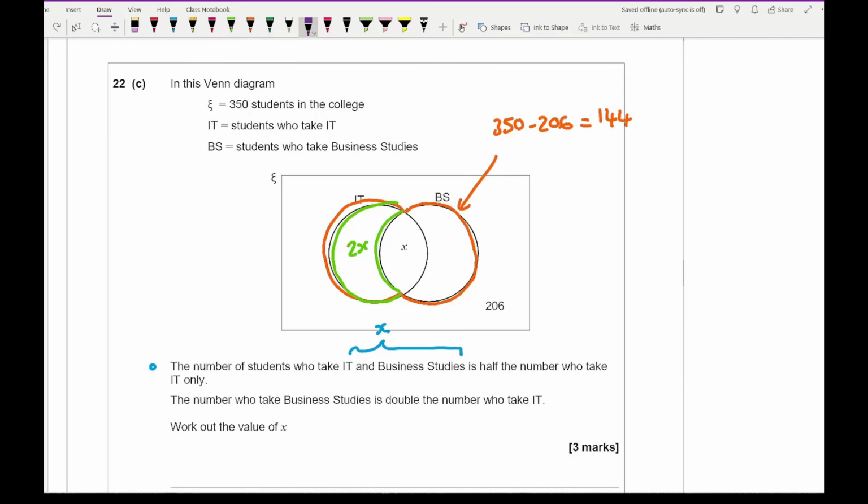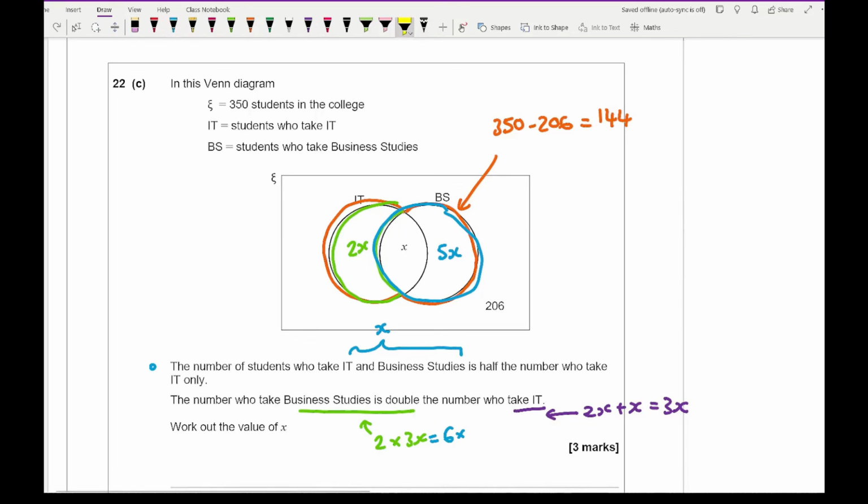It then says that the number who take business studies is double the number who take IT. Well, the number who take IT is going to be 2x plus x, which is 3x. So if the number of business students is double, that's going to be 2 lots of 3x. So this circle for business studies has to equal 6x. Well, if x is there, then this part here must be 5x.